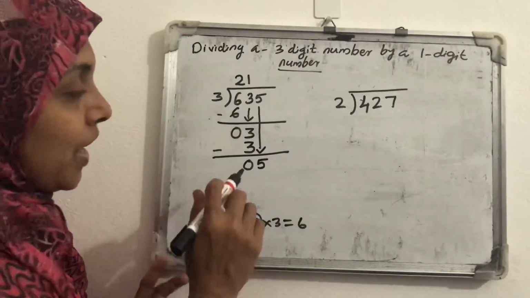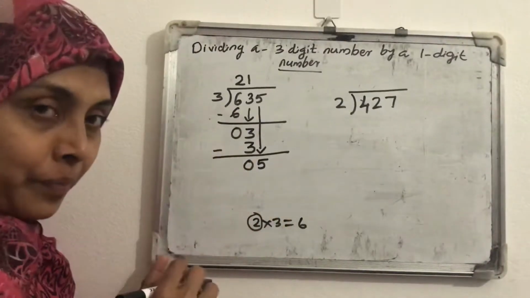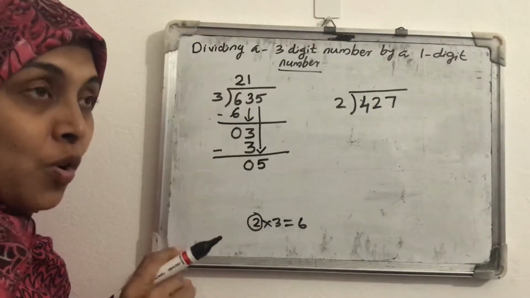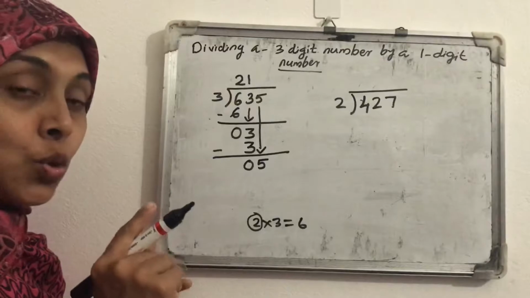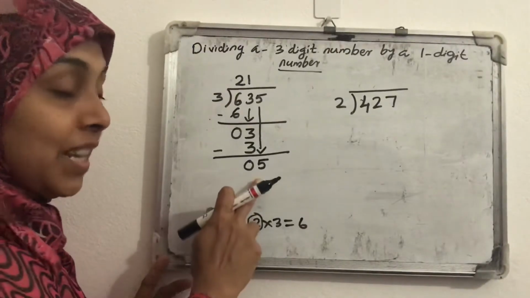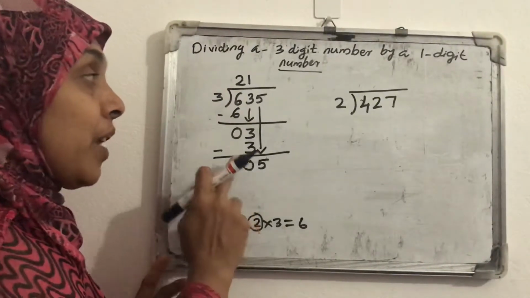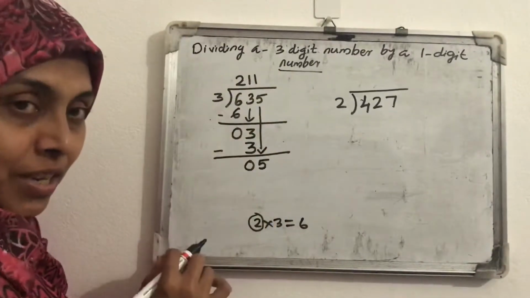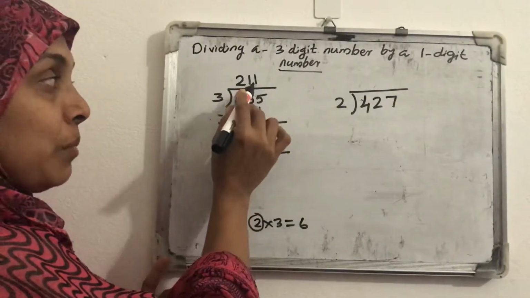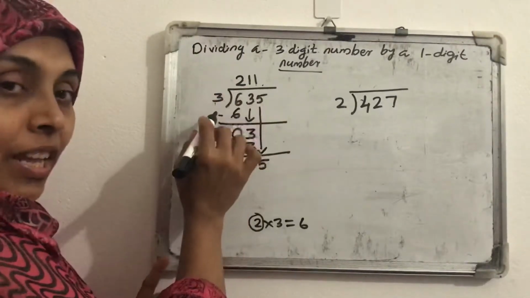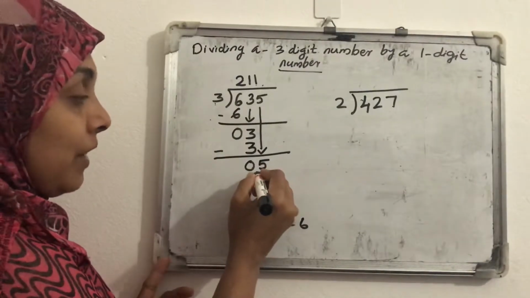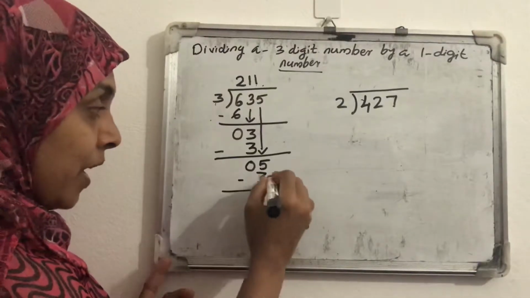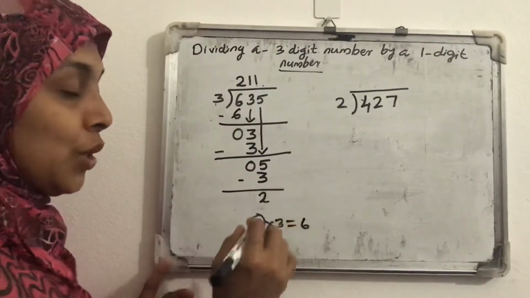Next we divide 5 by 3. In 5 how many 3's are there? Only 1, because 1 into 3 is 3, and 2 into 3 is 6, which is greater than 5. So 5 divided by 3 is only 1. That we write in the quotient part. Next, this 1 multiply with 3, that is 3, written right below 5. Then subtracting 5 minus 3, we get 2.